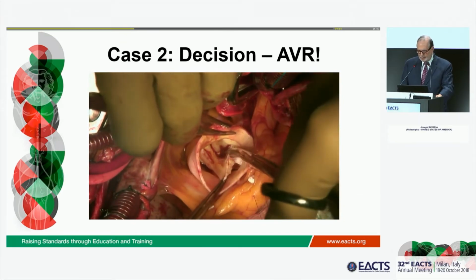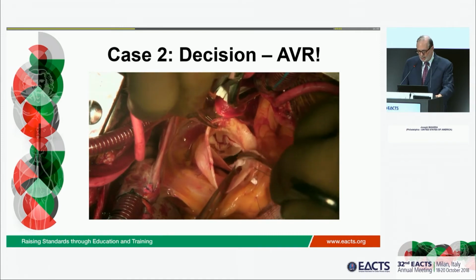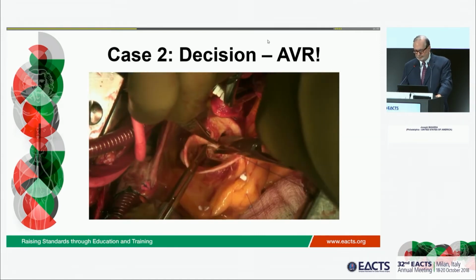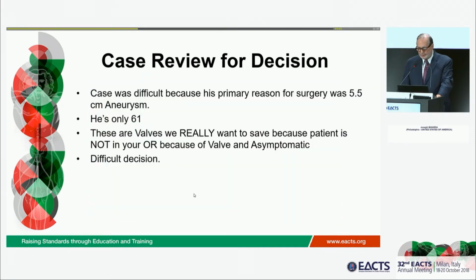This would be a nice thing for discussion, whether someone of maybe Jabrine's group would have decalcified this valve. So when we do the case review for decision, this case was extremely difficult, theoretically, because his primary reason for surgery was his 5.5 centimeter aneurysm and not his valve. He's only 61, he looks great, and these are valves we really want to save, because the patient is not in your OR because of the valve and is asymptomatic. This was a difficult decision, but I just thought that the calcium was too much. So this is an example of maybe what not to do.